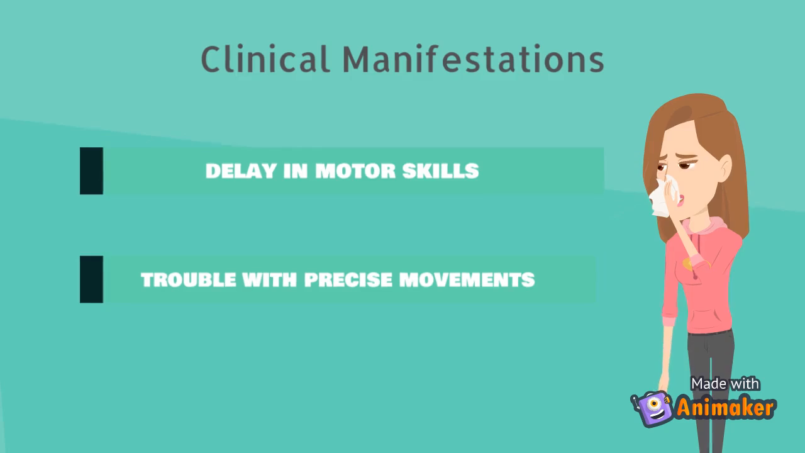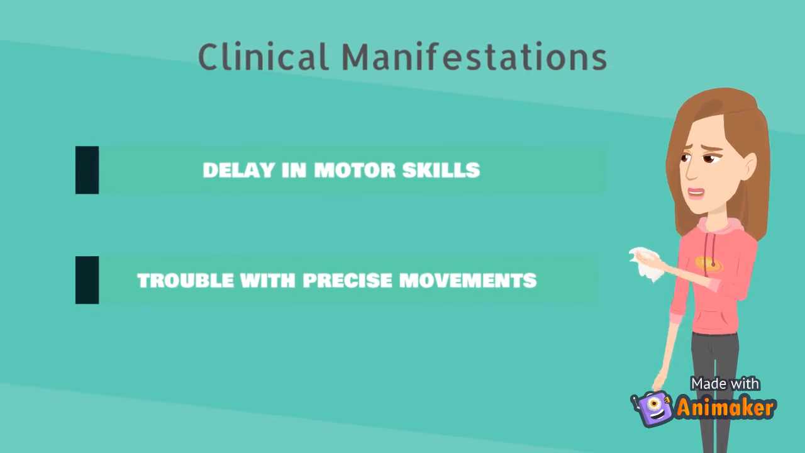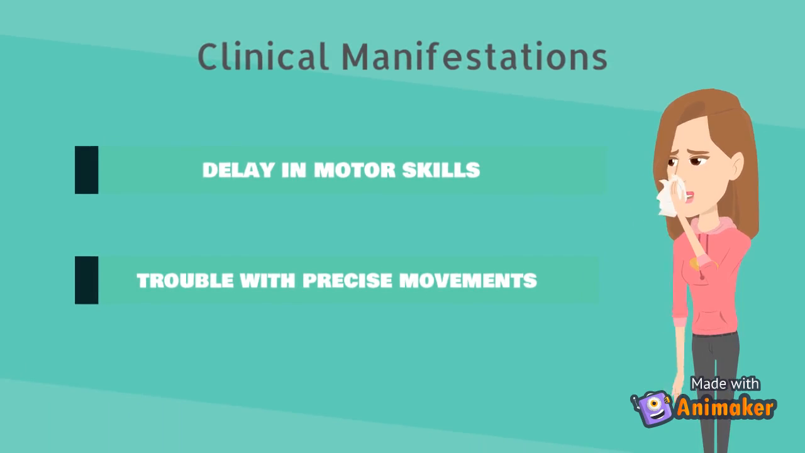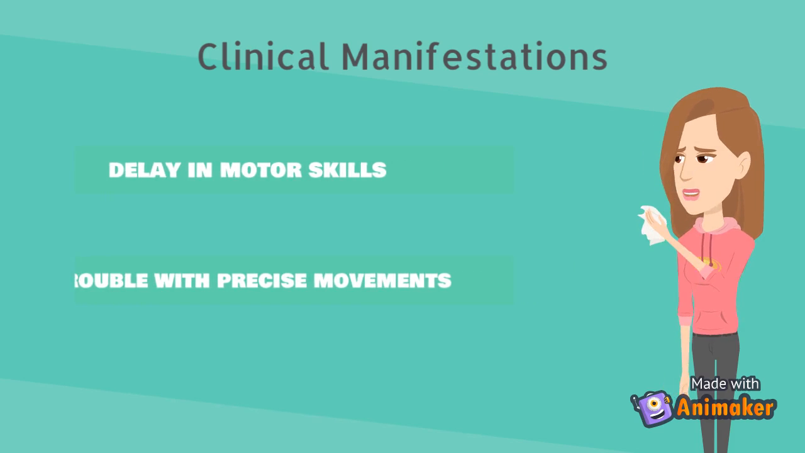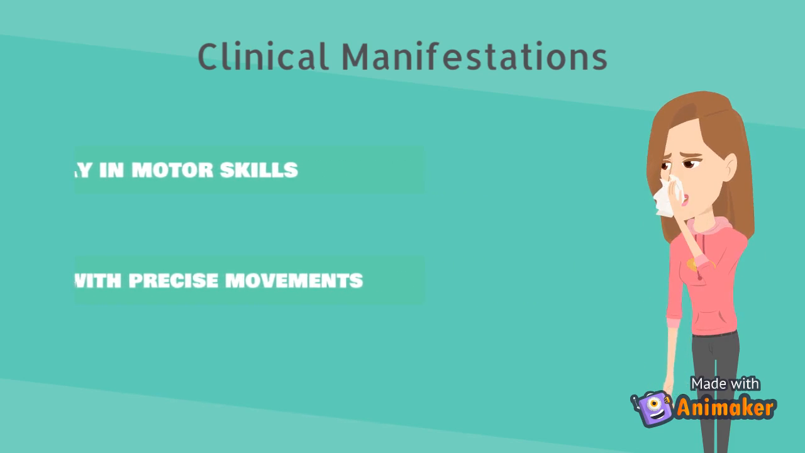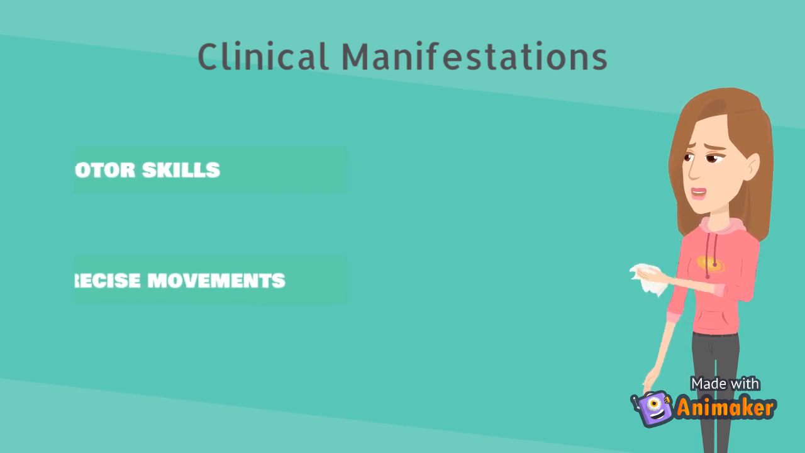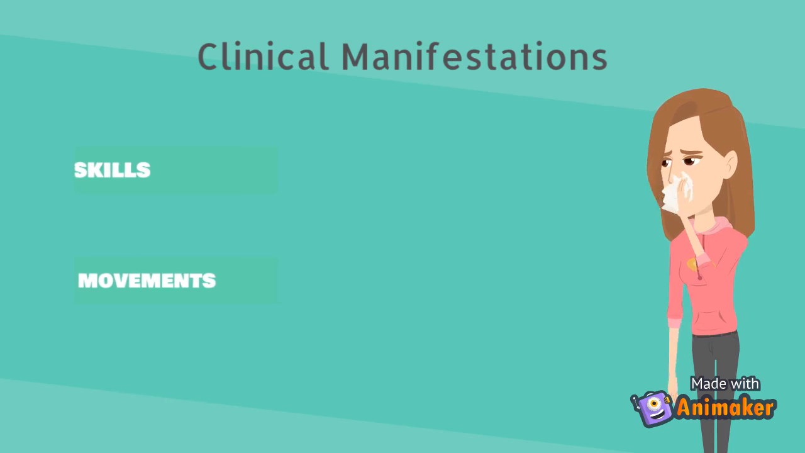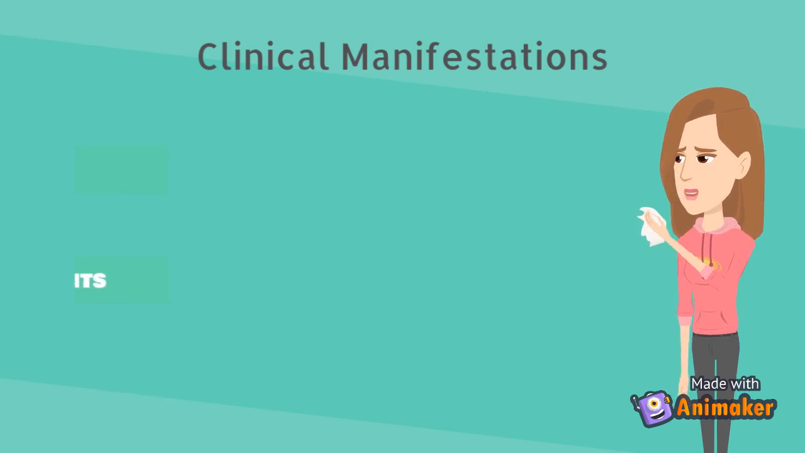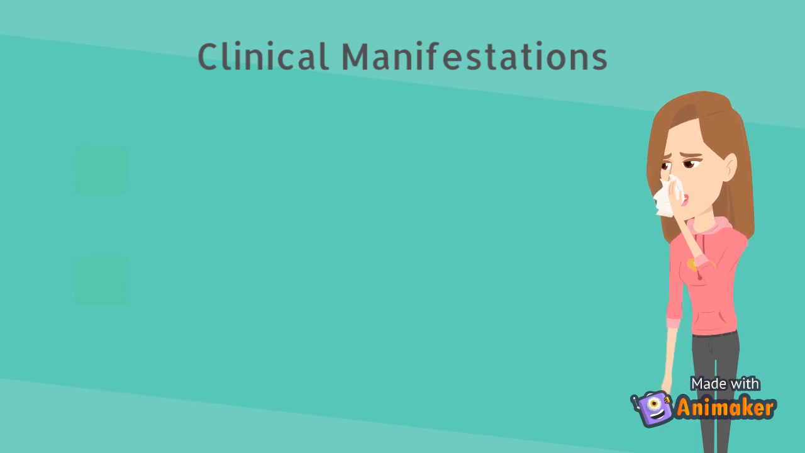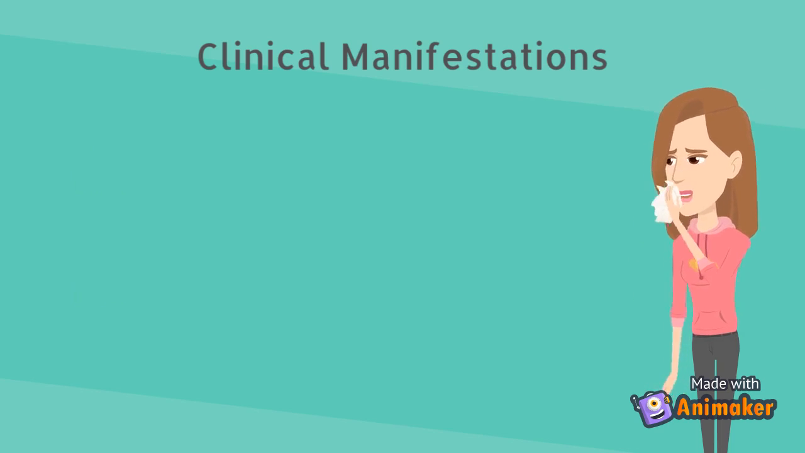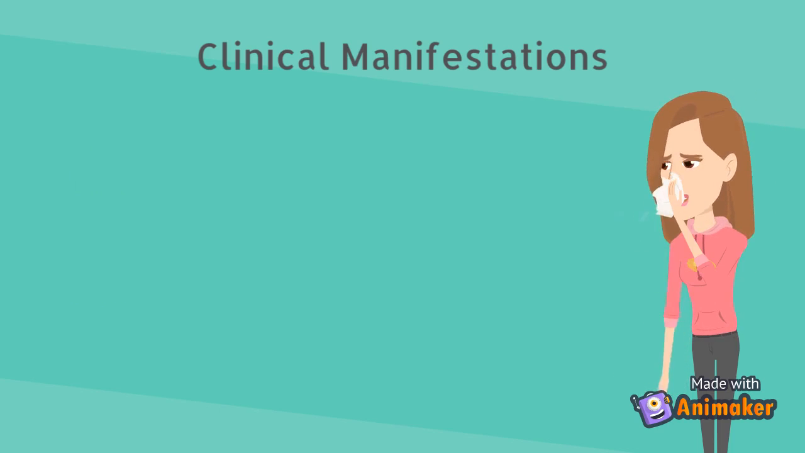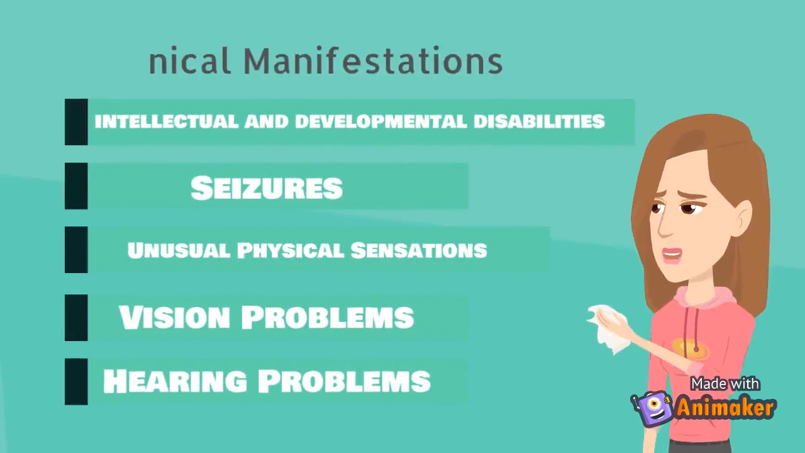There's also delay in motor skills such as sitting, crawling, or walking, as I mentioned before in a previous slide, and also trouble with precise movements such as writing or buttoning a shirt. And it's very noticeable in children that are going through these developmental milestones, and as they're supposed to be learning and developing their motor skills, this is a time where their fine motor skills are especially being developed. And when they're unable to perform certain tasks that they should be able to at this age, it's a major indication that cerebral palsy may be present in that child.